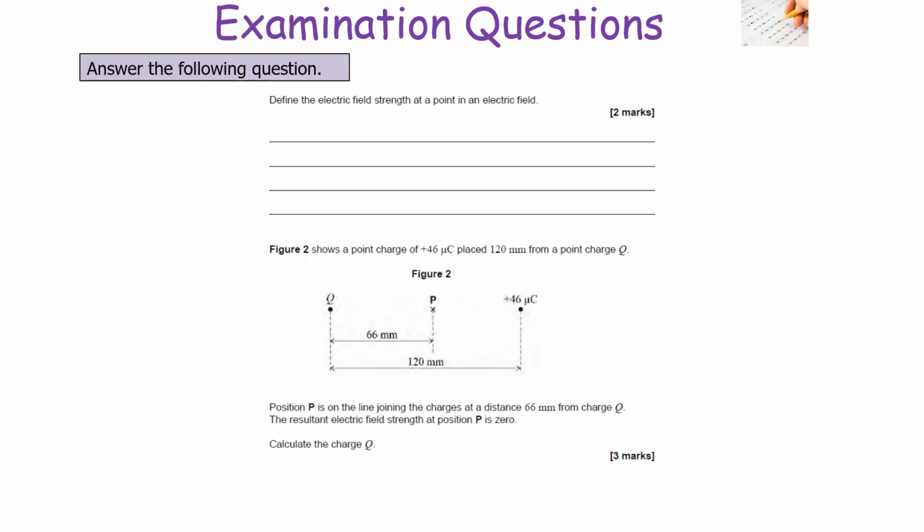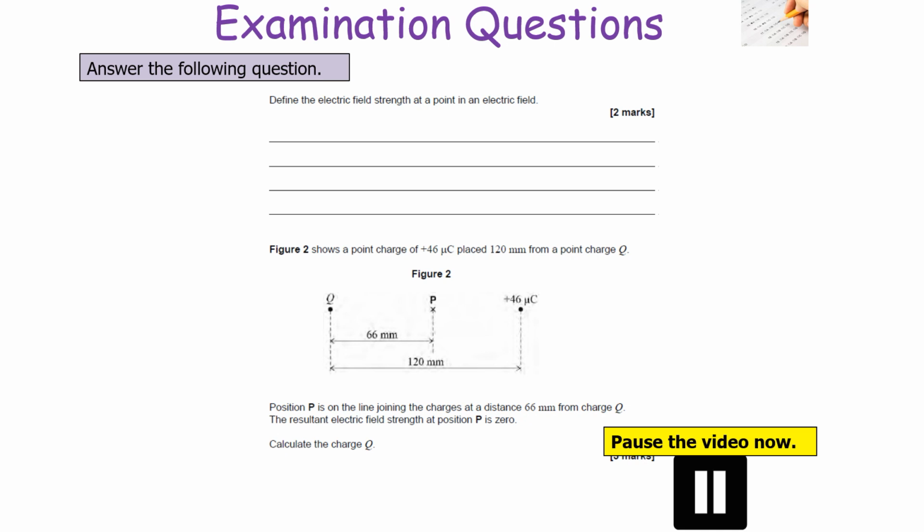The next question says, define the electrical field strength at a point in an electrical field. And then figure 2 shows a point charge of plus 46 microcoulombs placed 120 millimeters from a point charge Q. Position P is on the line joining the charges at a distance 66 millimeters from charge Q. The resulting electrical field strength at position P is 0. Calculate charge Q. So pause the video now, then unpause the video when you want to go through your answer.